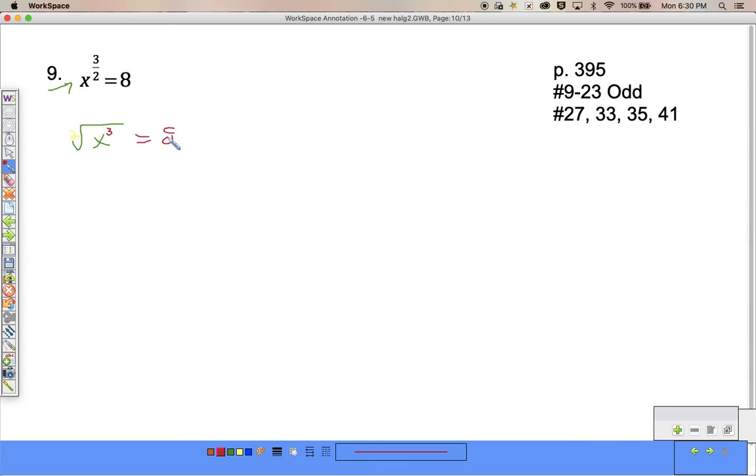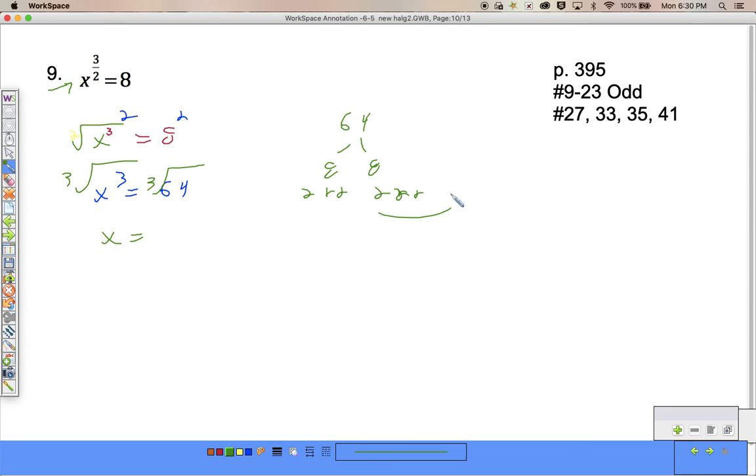All right, so now to solve, I'm going to square both sides to get rid of that square root. And then to get rid of a cube, I'm going to cube root both sides. 64, if I don't know, is 8 and 8. 2, 2, 2, 2, 2, 2. Cube root groups of 3, 2 times 2, gives me x equals 4.